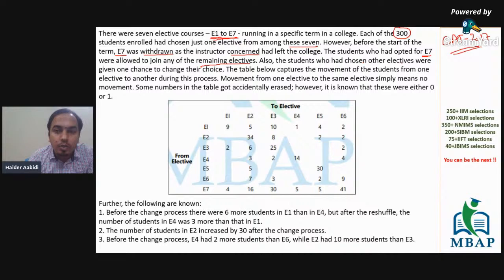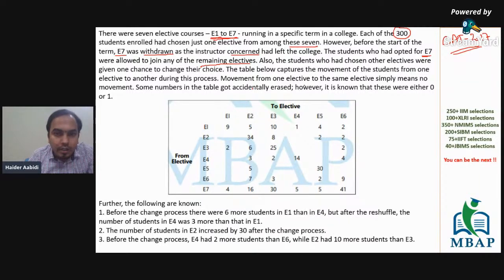Also, students who had chosen other electives were given one chance to change their choice. So now there's a complete reshuffling from what people had chosen first, because E7 had gone. Everyone has got a chance. The table below captures the movement of the students from one elective to another elective during this process.